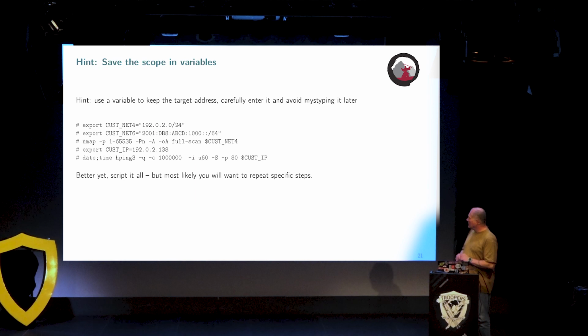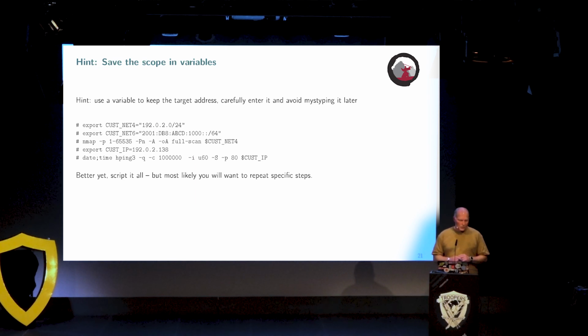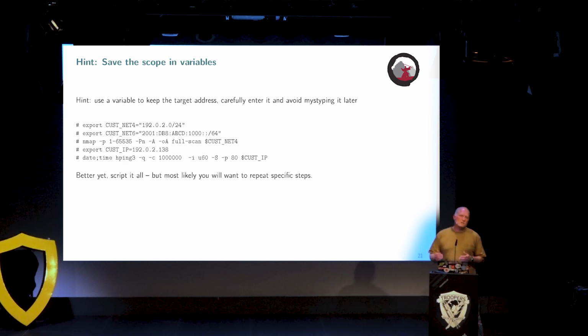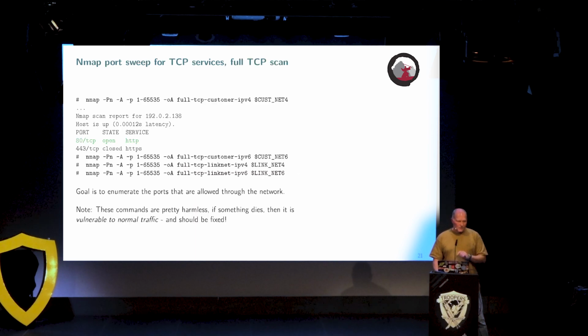I have some hints throughout the slideshow, so they're marked with hint: save the scope in variables. So instead of having to type an IP address at 3 in the morning and mistyping an IP address, that's bad if you just start DDoSing the NSA, or in my country, the police, or some military installation. So my hint is to export the customer net 4 into some variable, the customer net 6 into some variable. Then you can use these variables in all sorts of scripting, all sorts of copy-paste commands. You can repeat the commands. You can be sure that you are not attacking the wrong target. So carefully enter the IP address into a variable, and that will be used for the rest of the presentation.